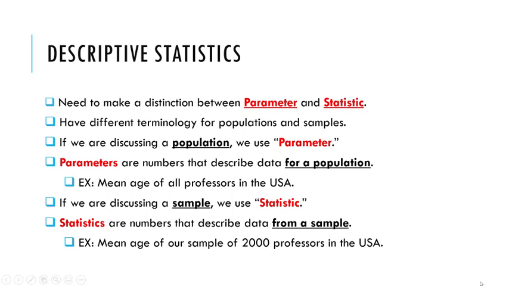So an example, back to our professors, we've just said that our population is all professors in the United States, but what if we look at the mean age of our sample of 2,000 professors? Because we've already said, hey, collecting data on age of all professors is difficult. We're going to take a sample of 2,000. When I calculate the mean for just that sample of 2,000 professors, now I have a statistic. So parameters versus statistics.